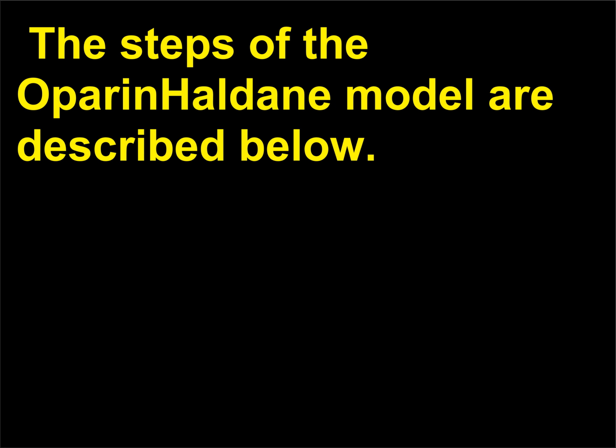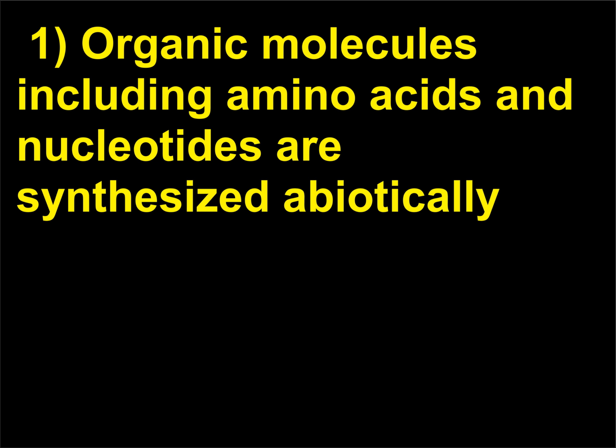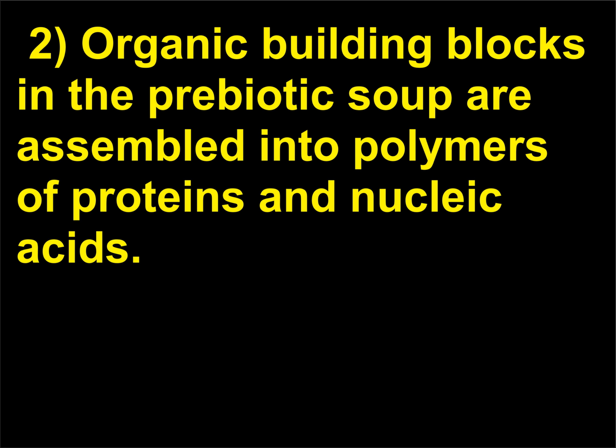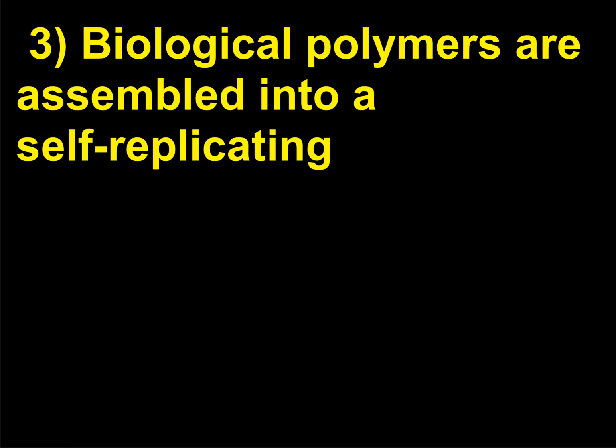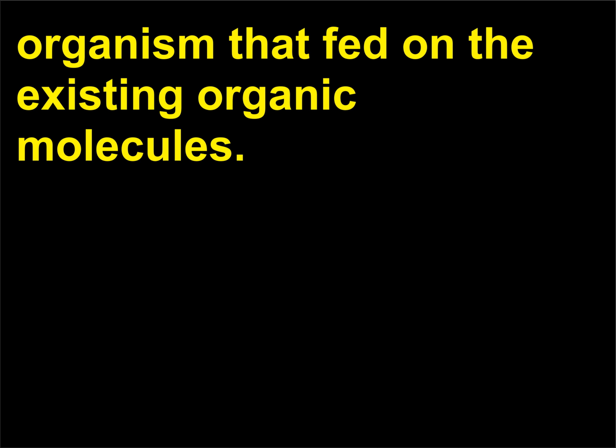The steps of the Oparin-Haldane model are described below. 1. Organic molecules including amino acids and nucleotides are synthesized abiotically, without living cells. 2. Organic building blocks in the prebiotic soup are assembled into polymers of proteins and nucleic acids. 3. Biological polymers are assembled into a self-replicating organism that fed on the existing organic molecules.